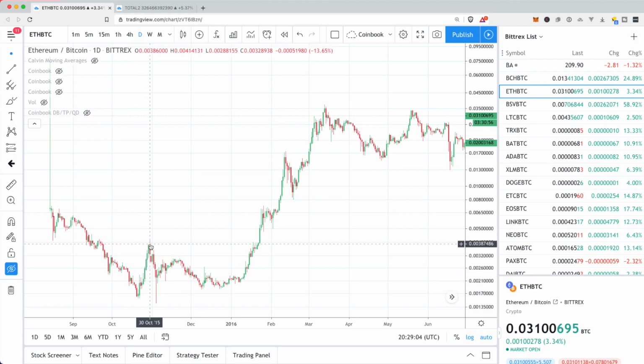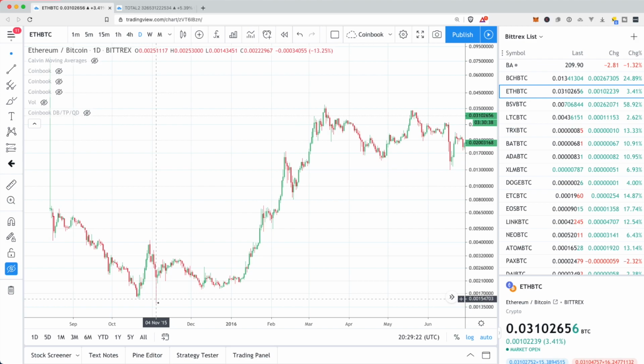And now we've moved up and we're finding this old range that we originally had a lot of interaction with. It was resistance before, it became resistance again. That's fine. So we came back down, we tested this support and found it as support.